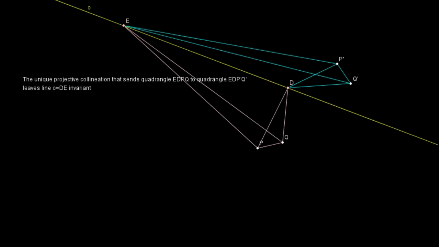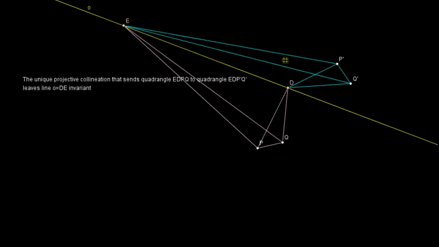and it's clear then that this projective collineation has to leave that line o invariant, because it's the only collineation that sends one quadrangle to the other, and so it has to keep that common line of those two quadrangles the same. Well, okay then.